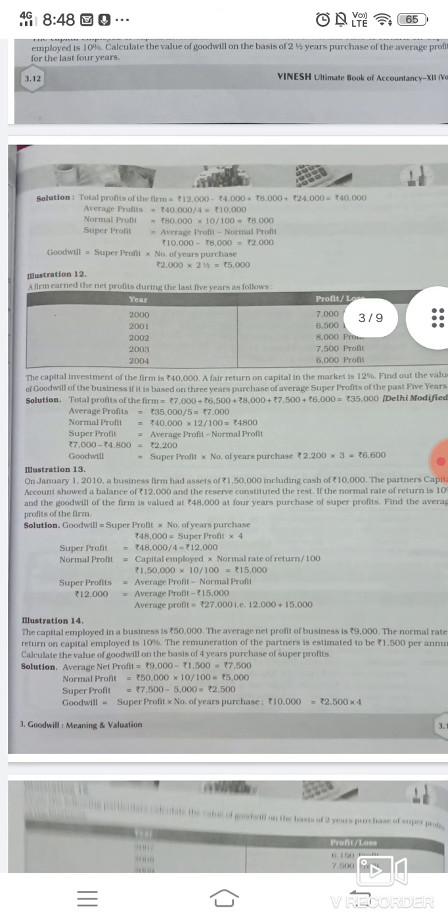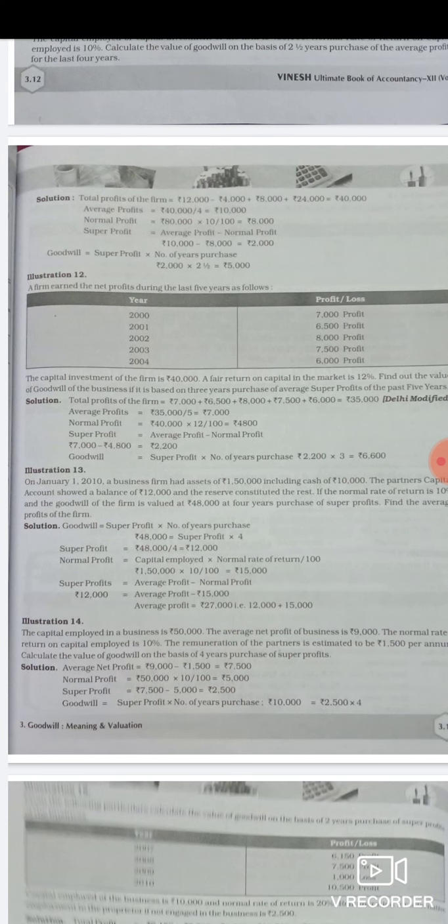Next, see illustration 13. A business firm had assets of 1,50,000 including cash of 10,000. So in this sum, the capital employed is not given directly.